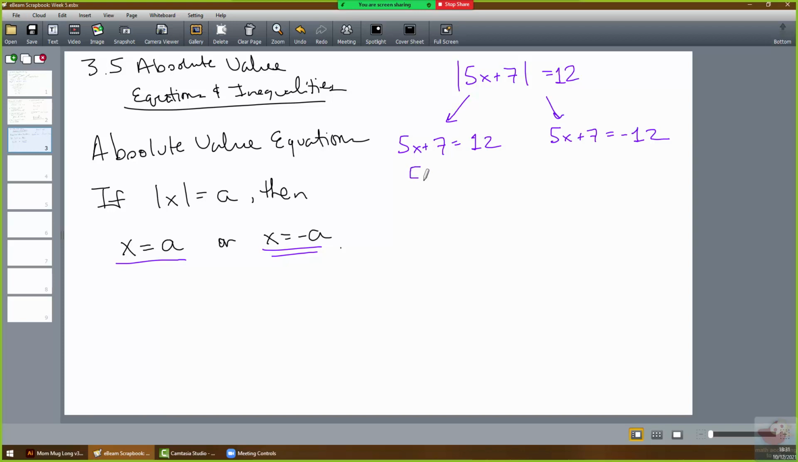The first one would give you 5x equals 5 by subtracting 7, and then dividing by 5 you get 1. Second one gives you 5x equals negative 19, and dividing by 5 you get negative 19 fifths. And these are both good to go.